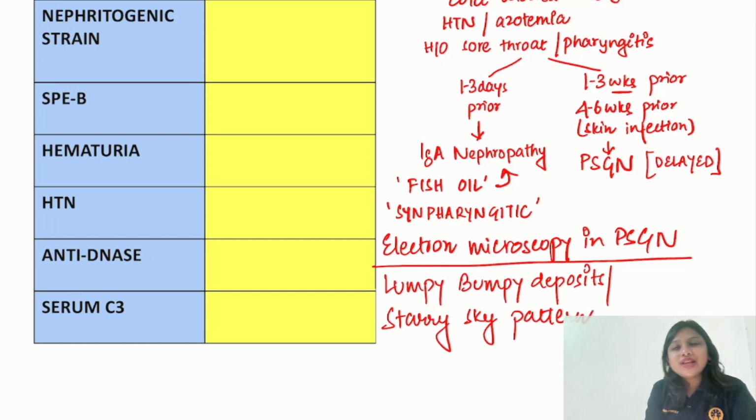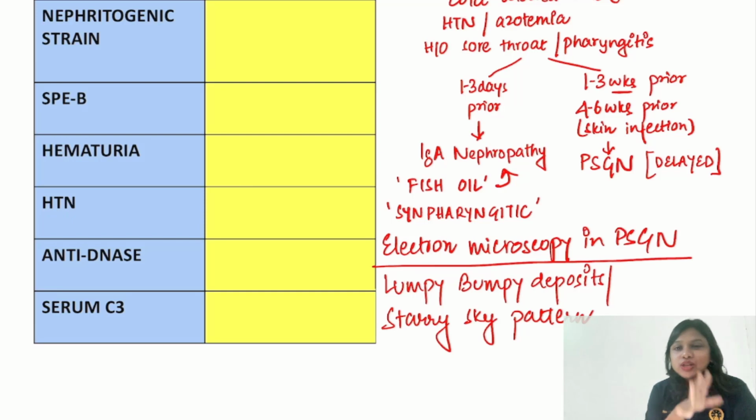Can you tell me one hematological manifestation where you get the starry sky appearance? That is Burkitt's lymphoma. So starry sky pattern in a renal biopsy is PSGN. It's also known as lumpy bumpy deposits, right? And PSGN can progress to RPGN.